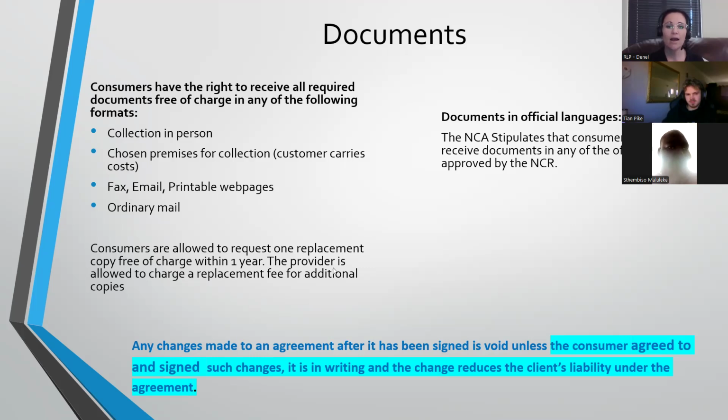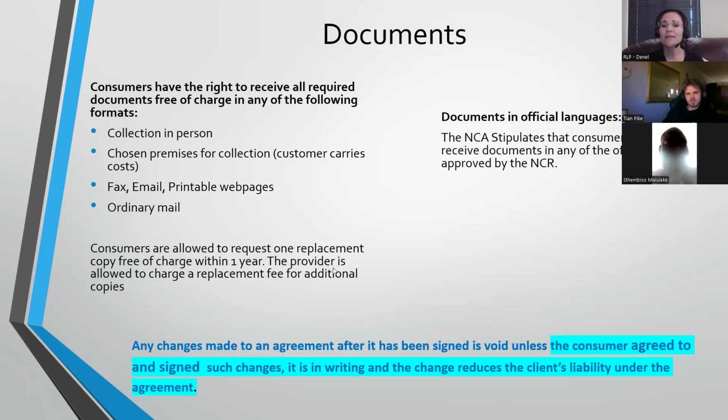So basically, I lost my documents. I signed a contract in January 2024. I have up until January 2025 to ask for one free replacement. Afterwards, if they have to replace my documents, the provider is allowed to charge me a fee for the replacement of these documents. Okay. And then, guys, documents in an official language.